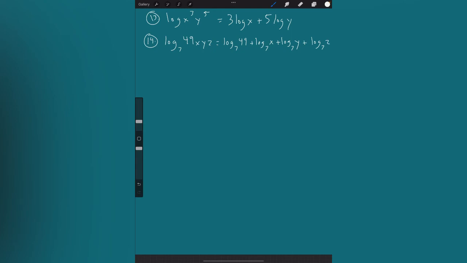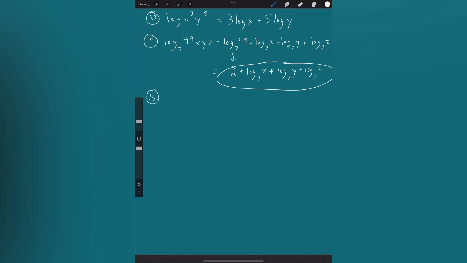And some of you might just stop here, but really, the log base 7 of 49: 7 to the what power is 49? 7 to the second power is 49, so I know I can take this right here and evaluate it to 2. So I can say 2 plus log base 7 of x plus log base 7 of y plus the log base 7 of z. And that would be my answer. All right, that's what I got.